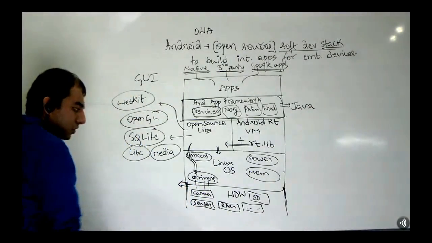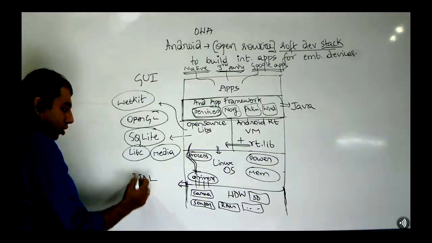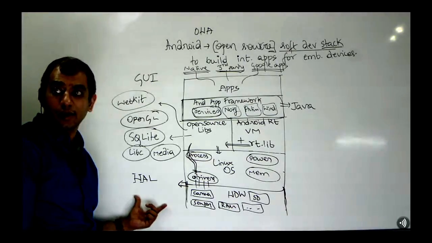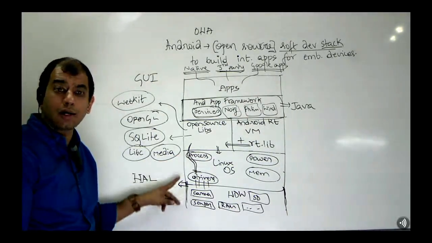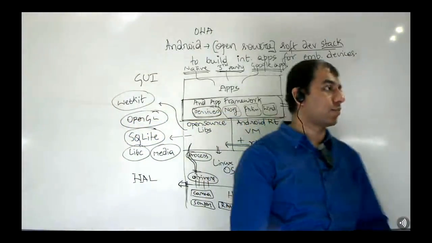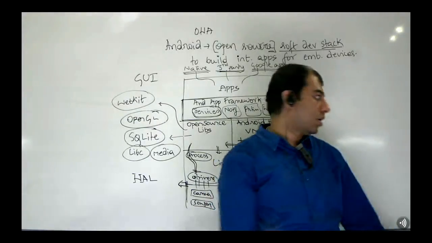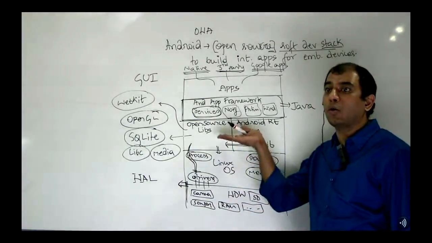What comes in between these two is called HAL, in short, hardware abstraction layer. You have the hardware and you have an OS. But what comes in between these two is something called a hardware abstraction layer, and this hardware abstraction layer abstracts the hardware from the OS above.